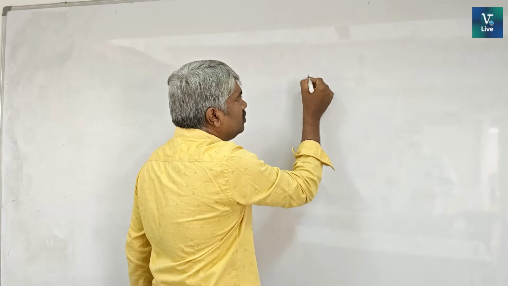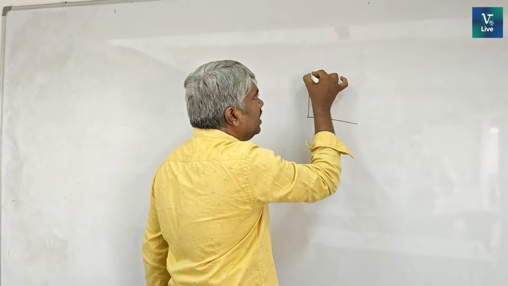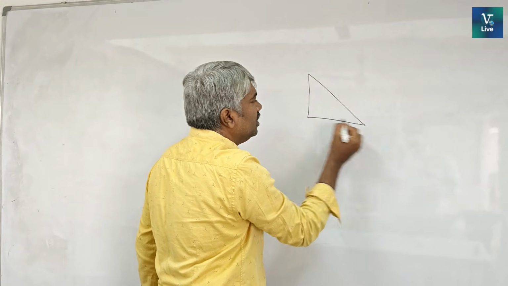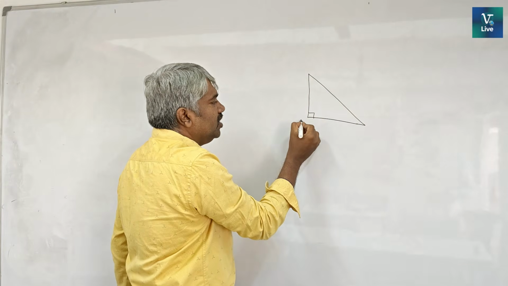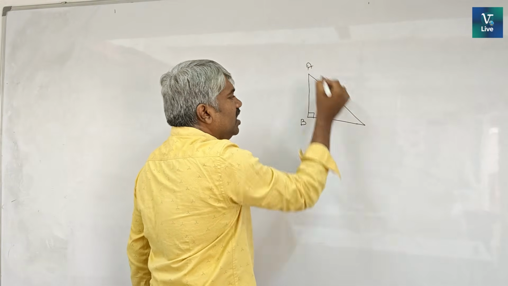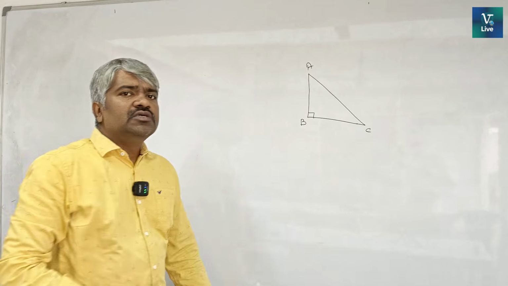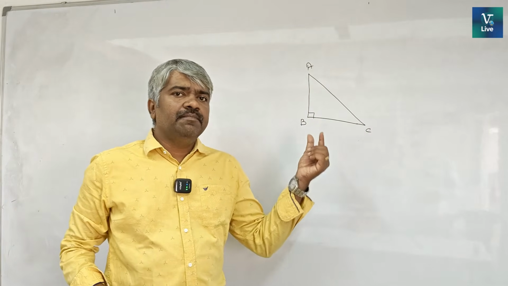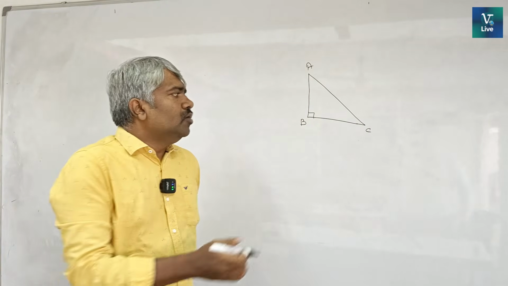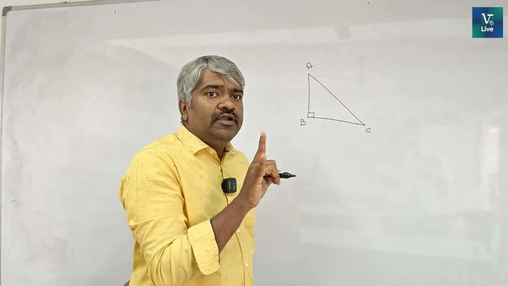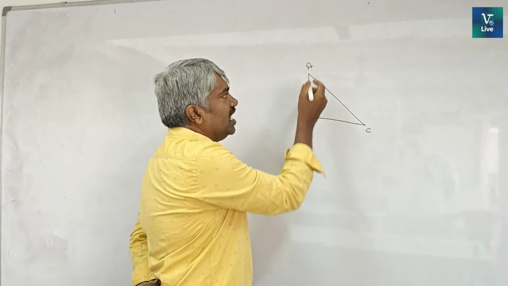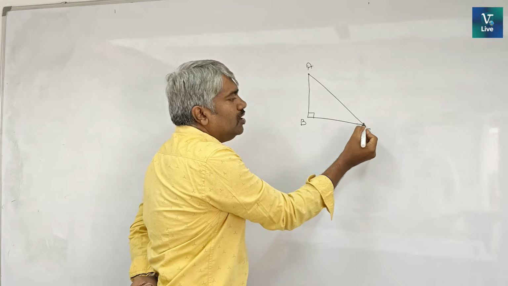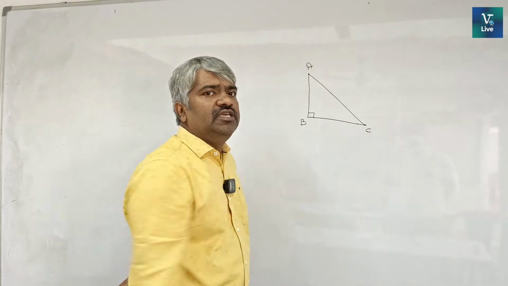First, I'll explain with the help of a right angle triangle. So it's a right angle over here. We mark it B, A and C. So this triangle has vertices A, B and C. Now you are going to stand in two different positions. You may stand at the point A or you may stand at the point C.